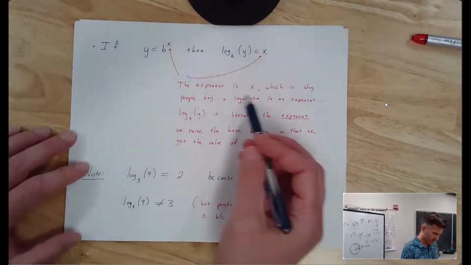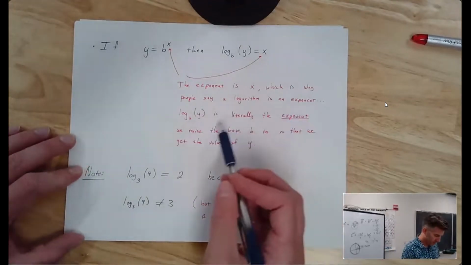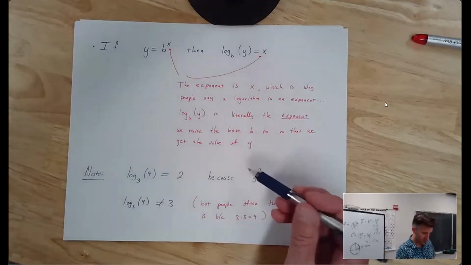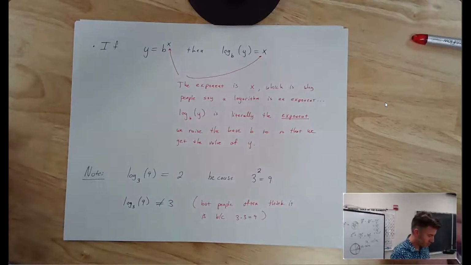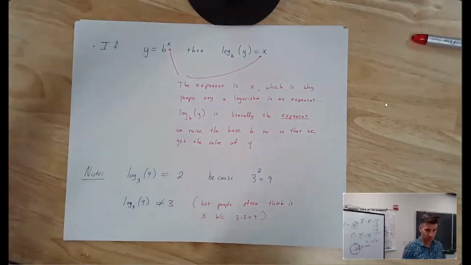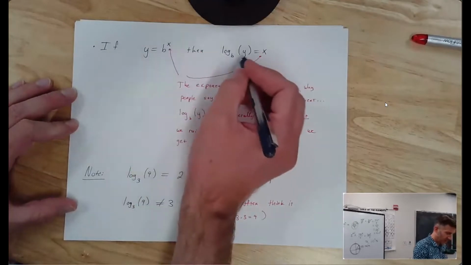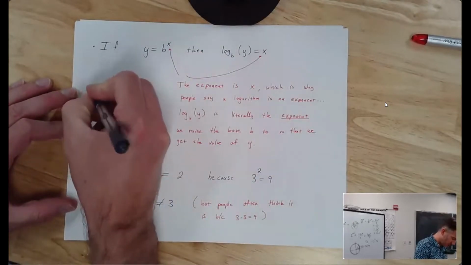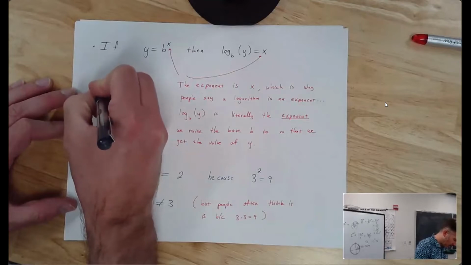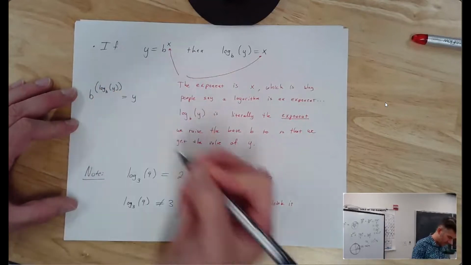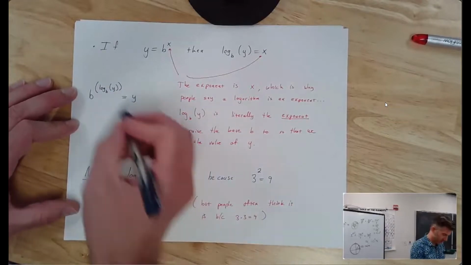I wrote some things here, right? People say the logarithm is an exponent. Log base b of y is literally the exponent. We raise the base b to the exponent so that we get the value of y. So not that I really want you to worry too much about this, but it is also true that if you replace x with log base b of y, it is really, really true that b to the power of log base b of y is equal to y. But that's kind of an aside.